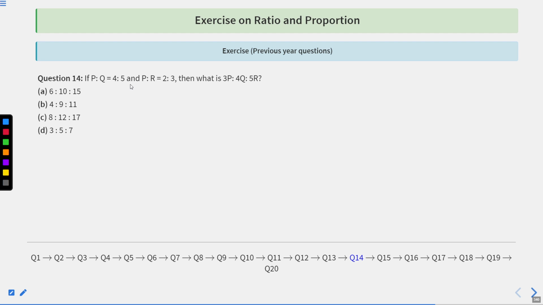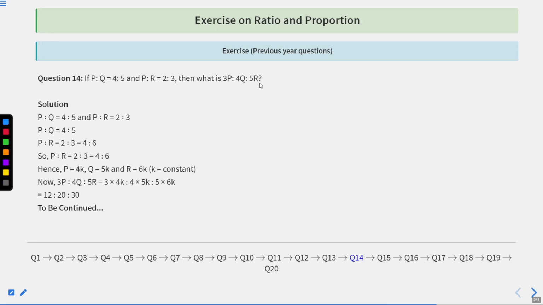Question number 14. If P is to Q is equal to 4:5 and P is to R is equal to 2:3, then what is 3P is to 4Q is to 5R? So let us first, given that P is to Q is 4:5 and P is to R when changed will be 4:6 when we multiplied by 2.